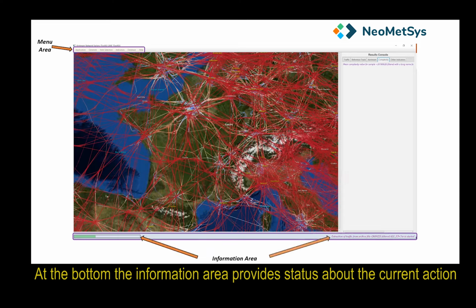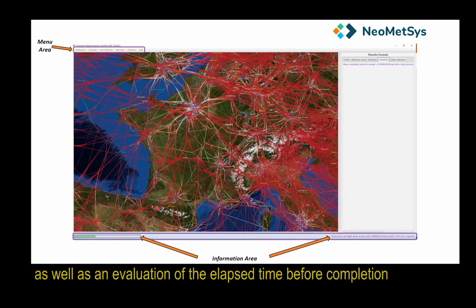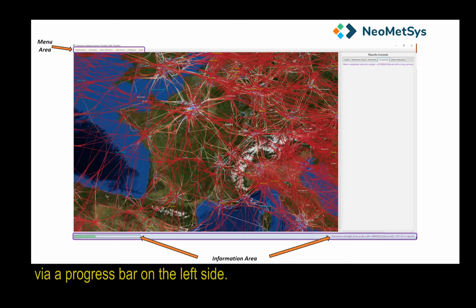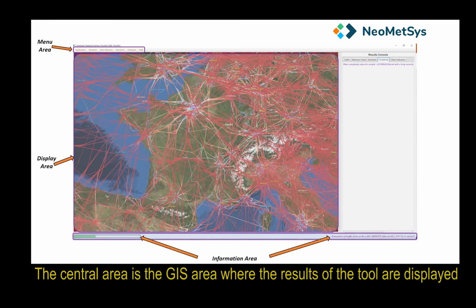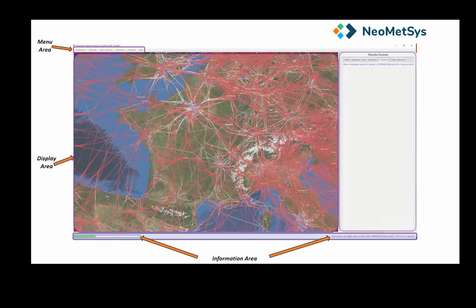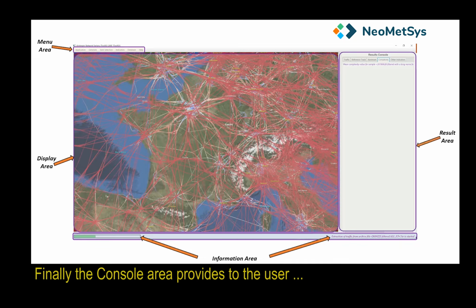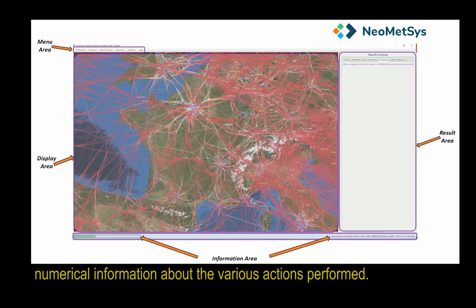At the bottom, the information area provides status about the current action, as well as an evaluation of the elapsed time before completion via a progress bar on the left side. The central area is a GIS area where the results of the tool are displayed. Finally, the console area provides the user numerical information about the various actions performed.